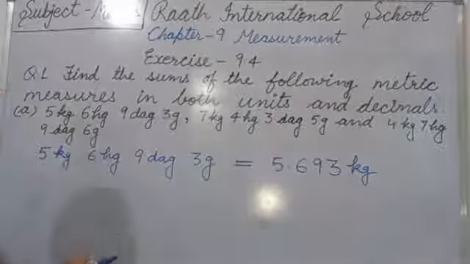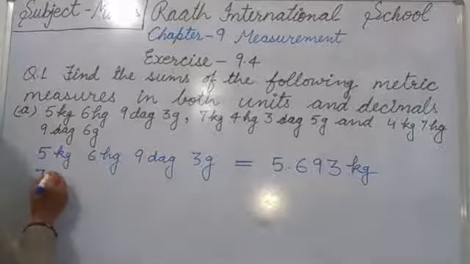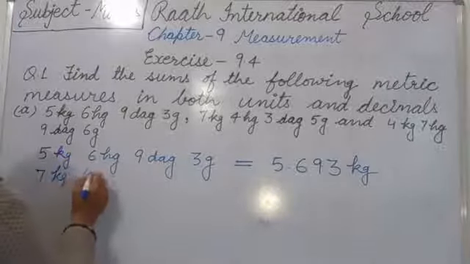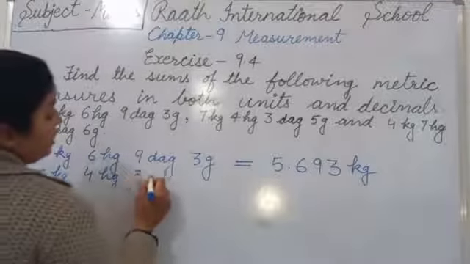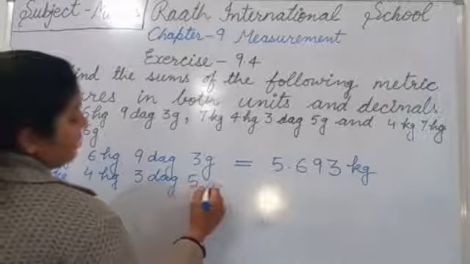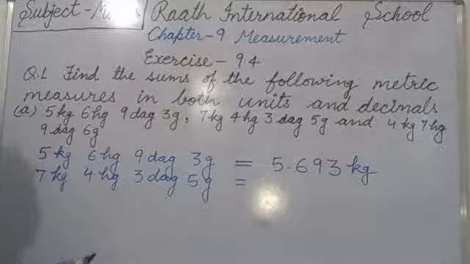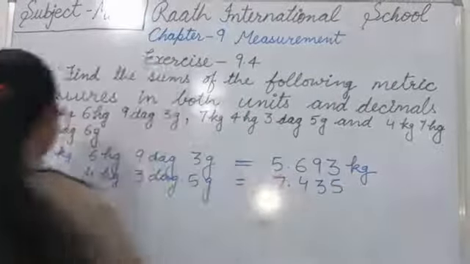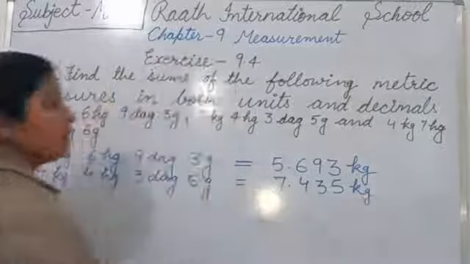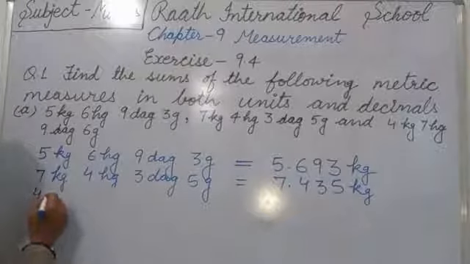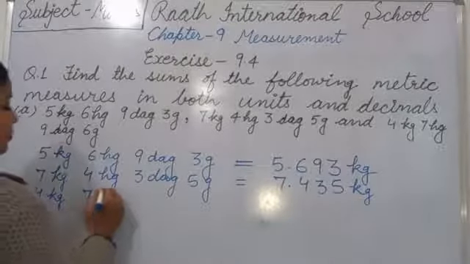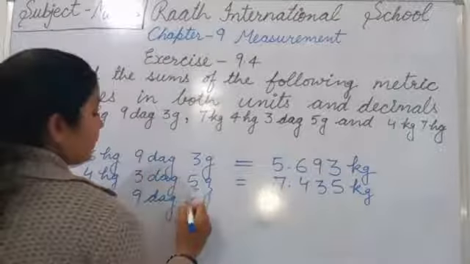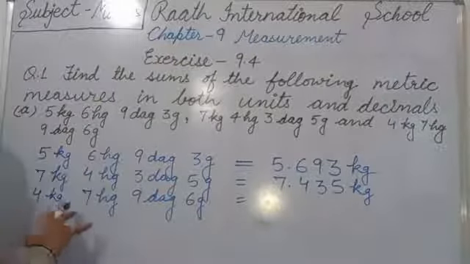Now next is 7 kg, 4 hectogram. So kg down. So 7 kg. Kg ke niche hum kg write karenge. Then 4 hectogram. Then next is 3 decagram. Then next 5 gram. Now we should write it in the decimal form also. So it becomes 7.435. And now it's a kg. So we write here kg. Clear? Now next is 4 kg. So in kg we write 4. Then 7 hectogram. Then next is 9 decagram. And 6 gram. Now we write it in decimal form. So it becomes 4.796.